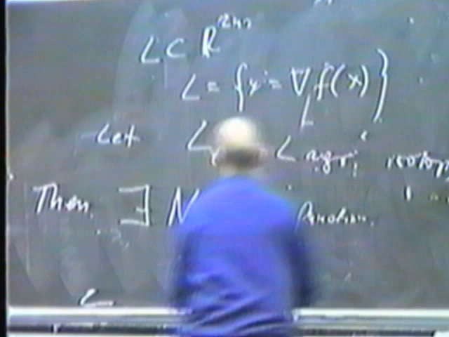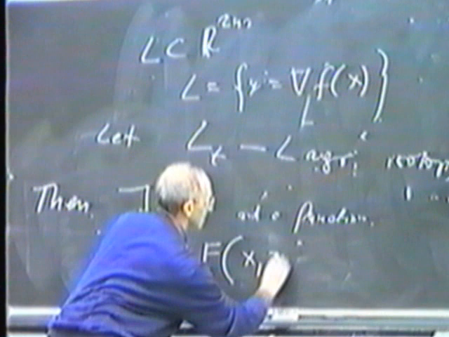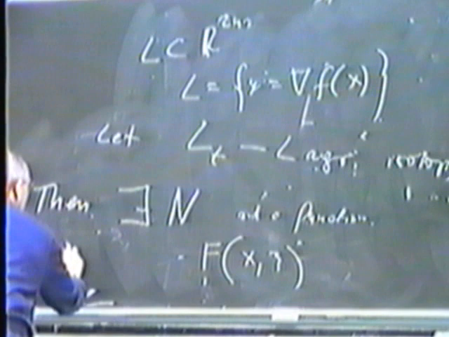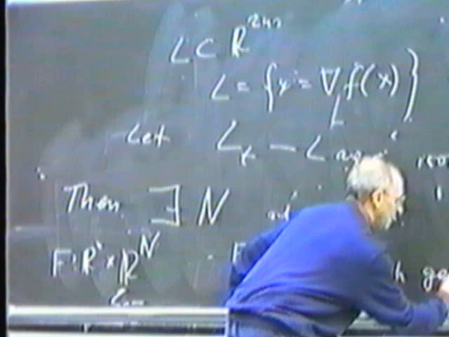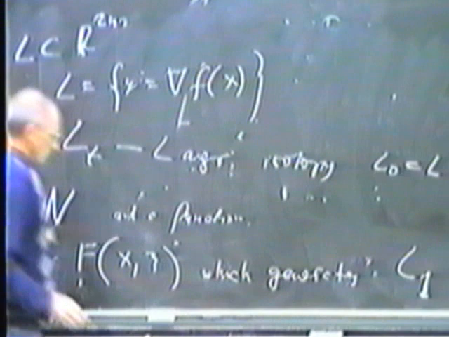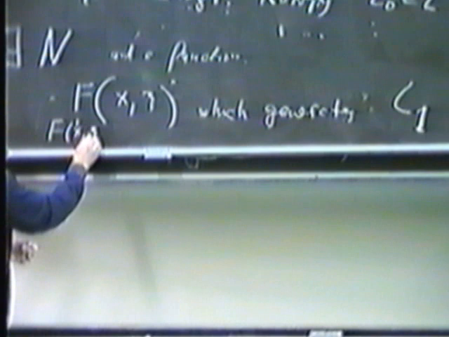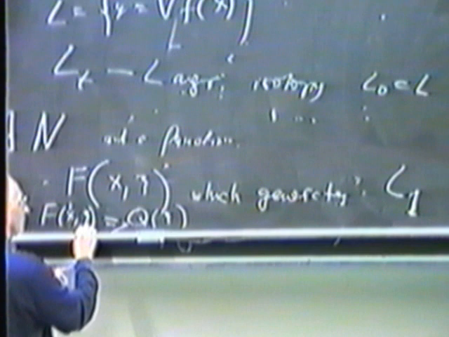Then L1 has the form f of x, c. So this function f is given on the space Rn cross Rn capital, and the function f of x, c generates this manifold L1. So, moreover, this function f of x, c can be chosen in the following form. It can be chosen as some quadratic function of c. This is a non-degenerate quadratic form of c.